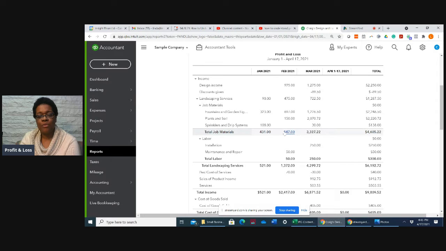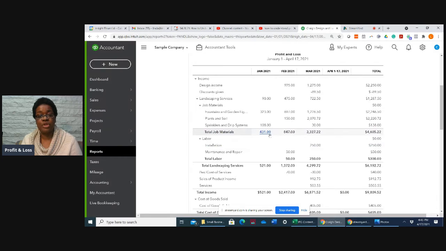Say, okay, first of all, what is your goal for your revenue? Did the actual revenue meet your goal? And what's the trend? Also, you want to know where that revenue is coming from. So if you are offering more than one product or service, you want to make sure you have different revenue accounts. So for this particular company, they have landscaping services, they have job materials, and they have labor.